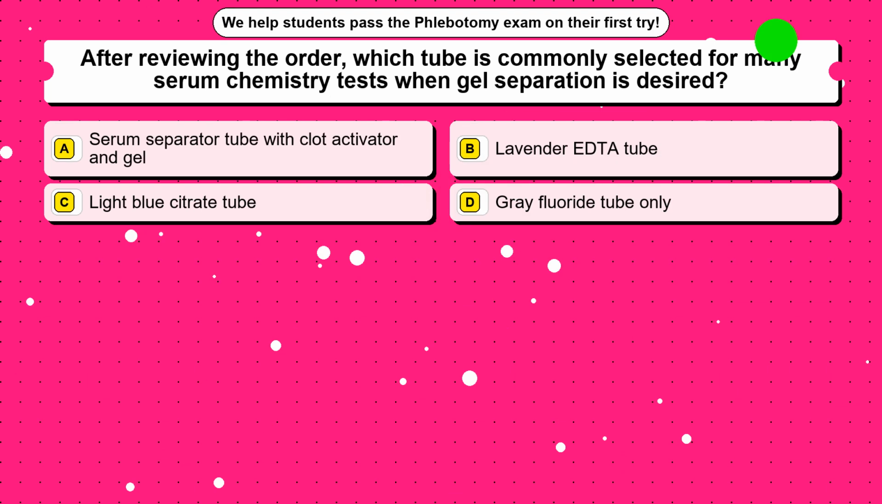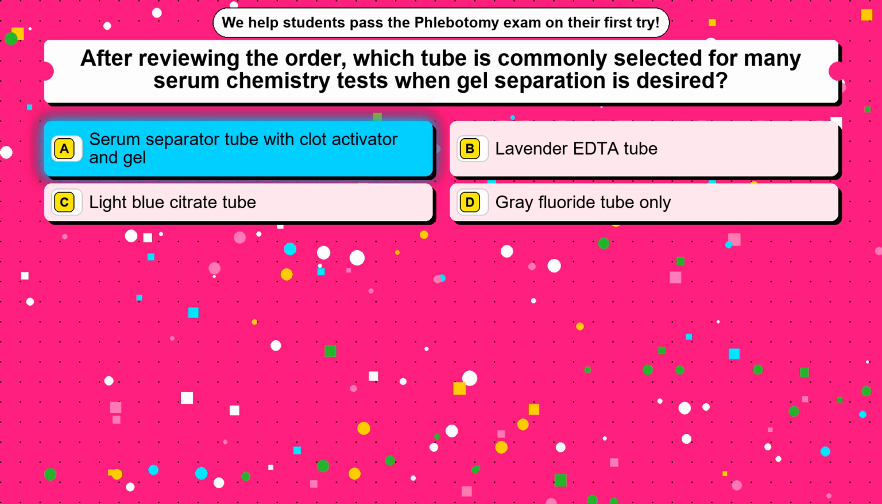Question 28. After reviewing the order, which tube is commonly selected for many serum chemistry tests when gel separation is desired? Option A: serum separator tube with clot activator and gel. Option B: lavender EDTA tube. Option C: light blue citrate tube. Option D: gray fluoride tube only. The correct answer is option A.